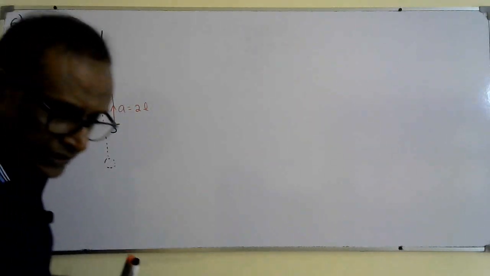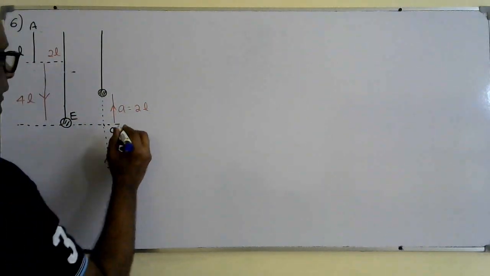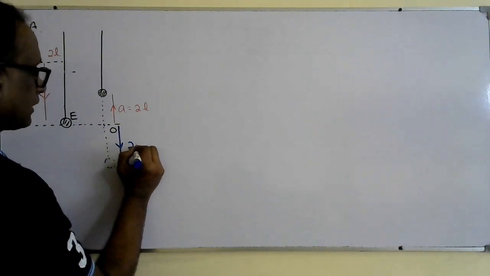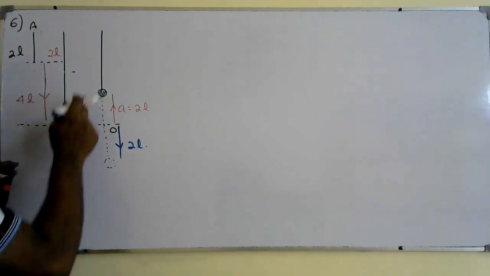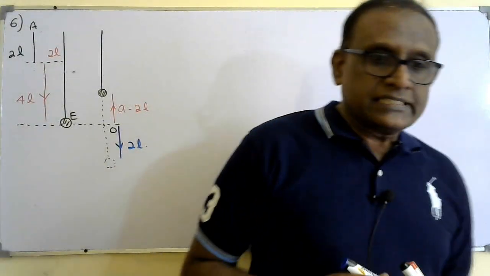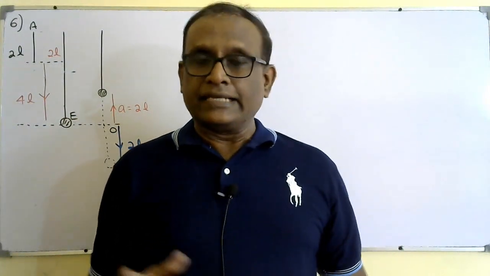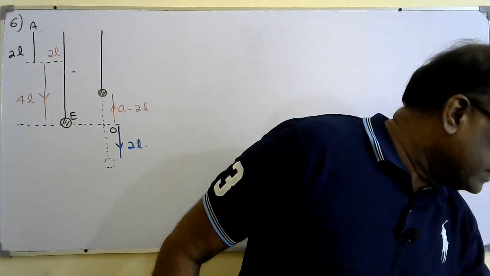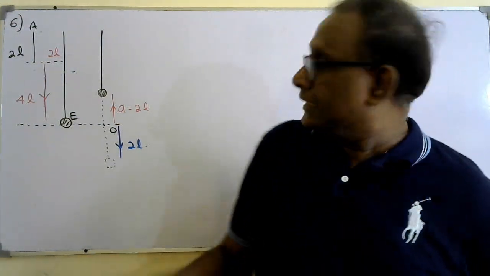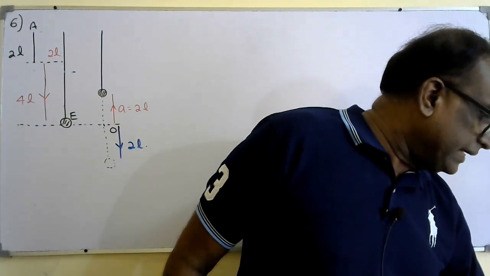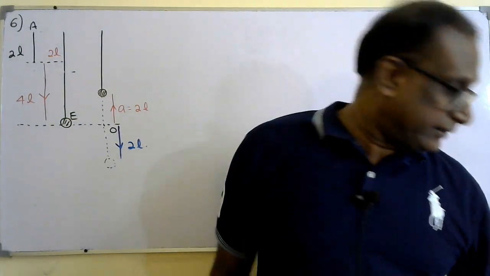Here also the downward displacement will be the amplitude, downward amplitude also will be 2L. It will oscillate between these 2 points in simple harmonic motion. But the question is, we need to find the time taken in terms of capital T, the period, from the instant when P is released from here to the instant when P has moved a distance 3L.